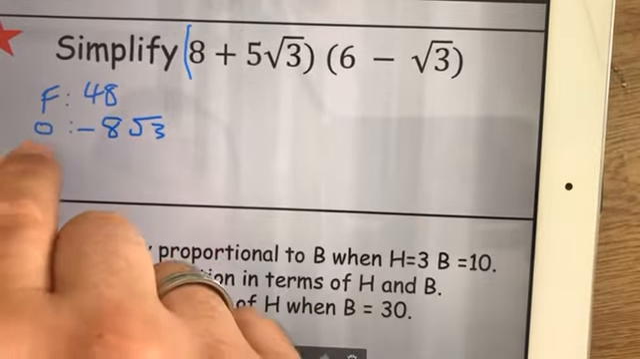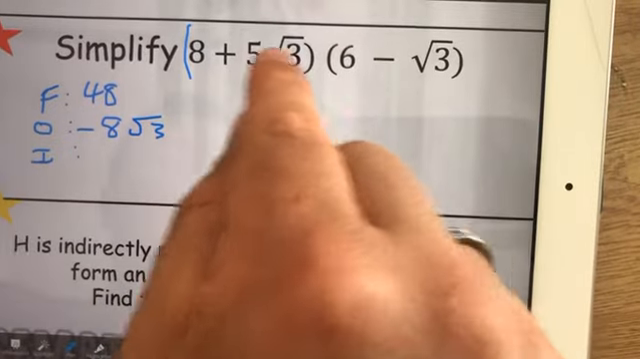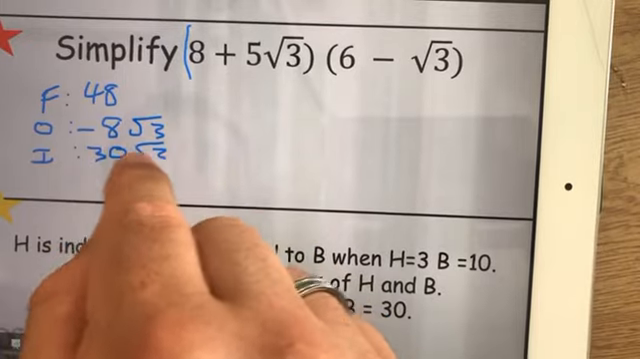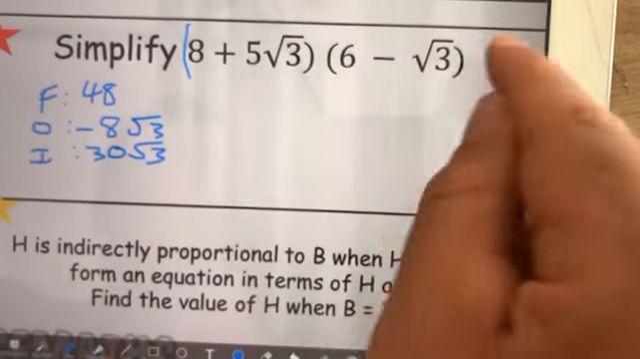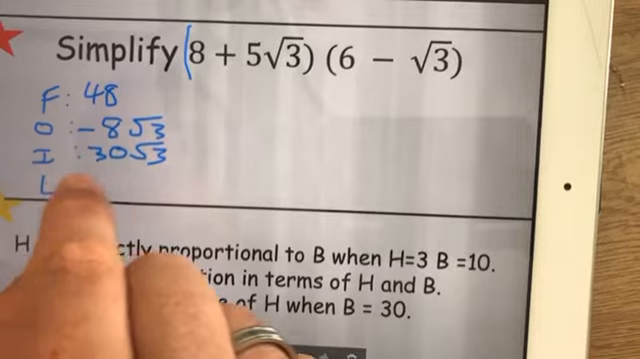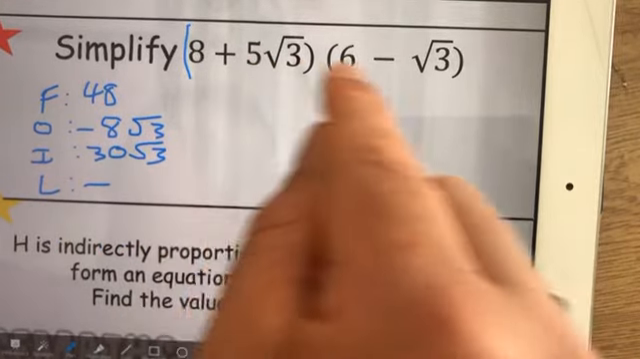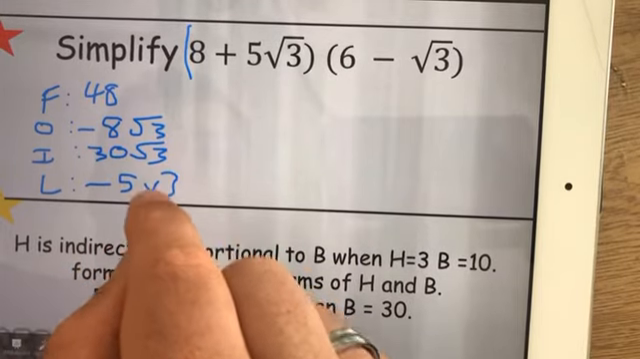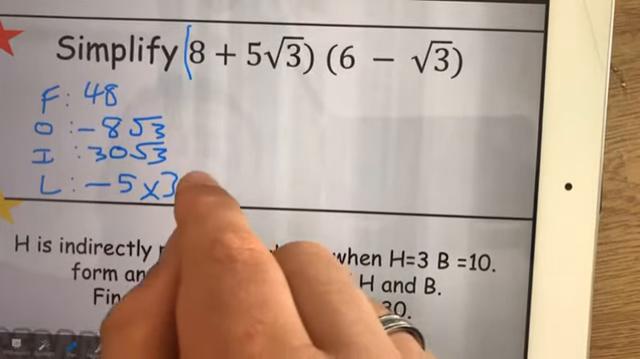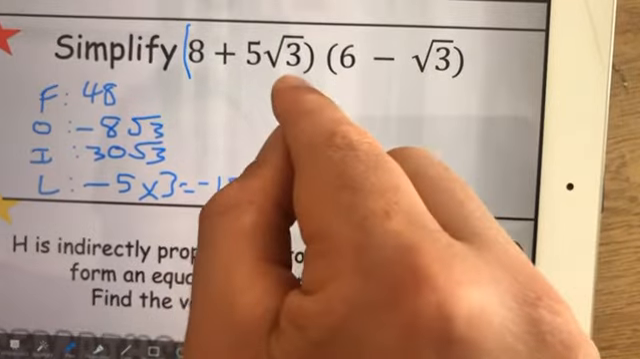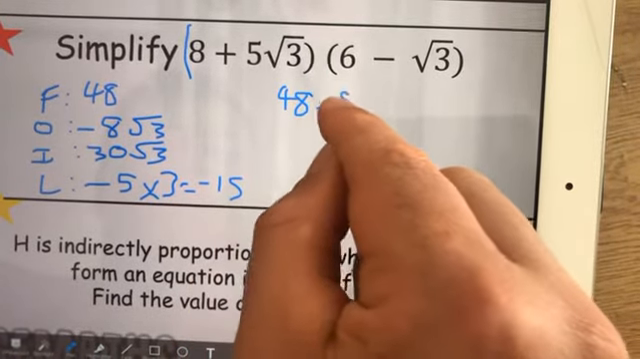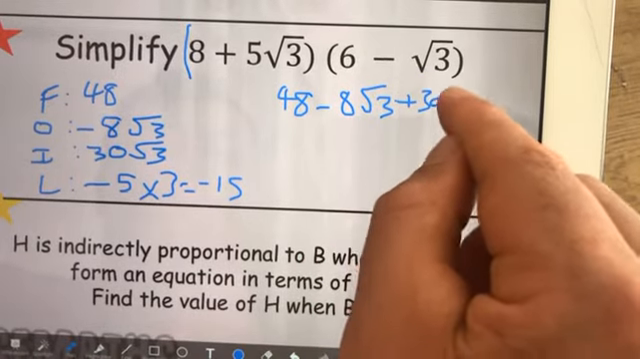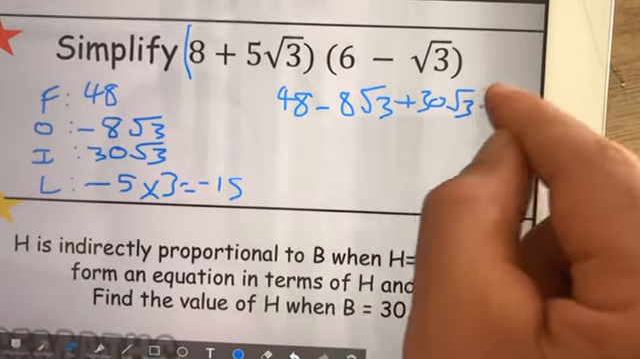Inside edges, 6 times 5 root 3, you just do the 6 times the 5 and leave that at the front, which gives us 30 root 3. And then the last two, 5 times minus root 3 gives us negative 5, root 3 stays there. Root 3 times root 3 cancels to leave us just the number 3. Minus 5 times 3 is just minus 15. So my answer is 48 minus 8 root 3 plus 30 root 3 minus 15 on the end.